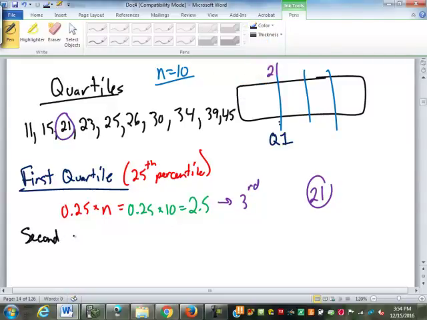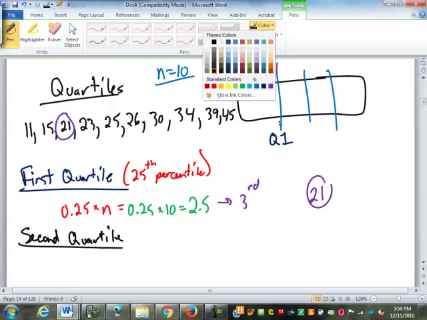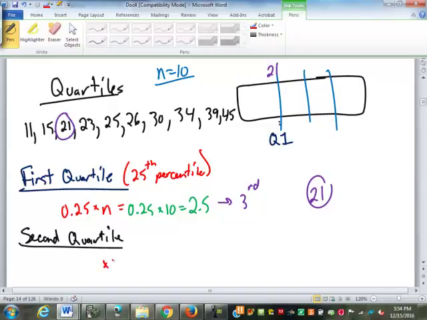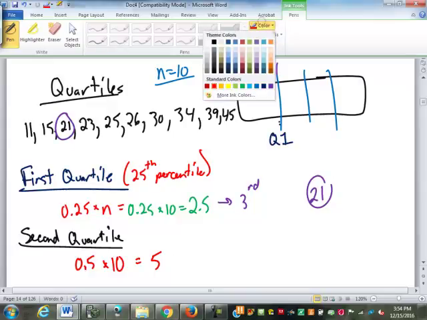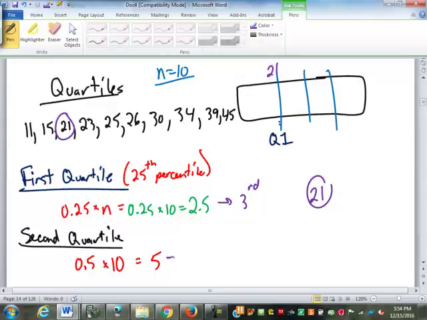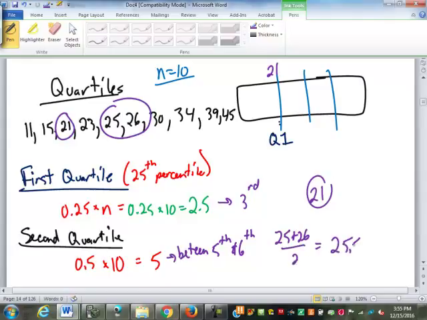Second quartile. Well, what are we going to multiply n by for this one? Second quartile would be what percentile? 50. Would be 0.5. Gives us 5. That means it's between the 5th and 6th number. So between 25 and 26. Add them together and divide by 2, you get 25.5.